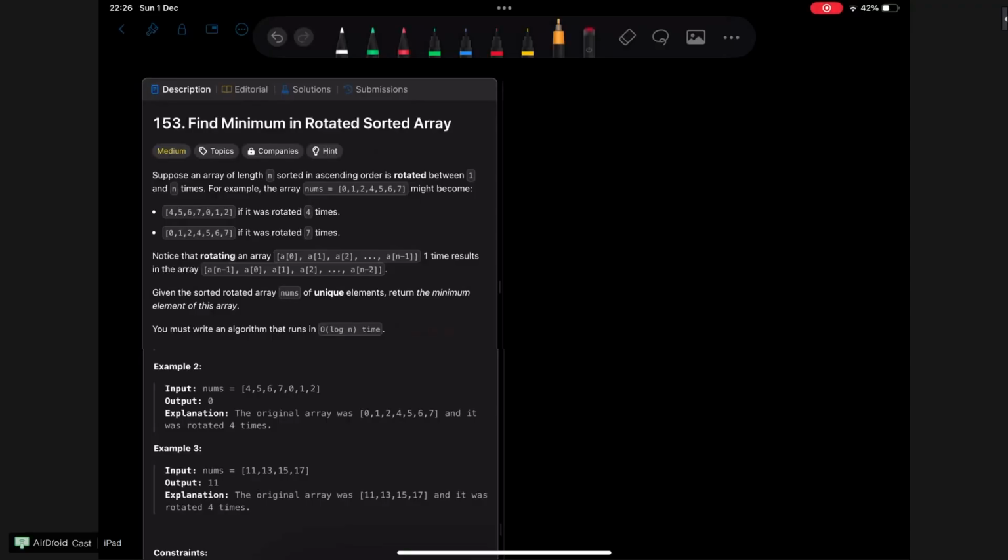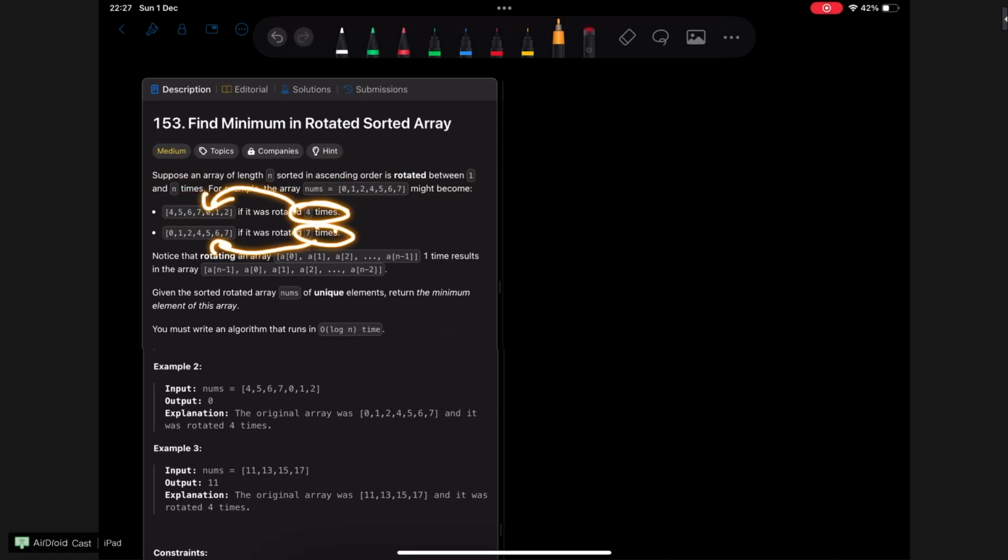So let's just read the question first. What the question is saying is, suppose we have an array of length n and it is sorted in ascending order and it is rotated between 1 and n times. So the array might be rotated 1 time or n times. For example, the array nums 0, 1, 2, 4, 5, 6, 7 might become this or it might become this. If it is rotated 4 times, it will become this. If it is rotated 7 times, it will become this.